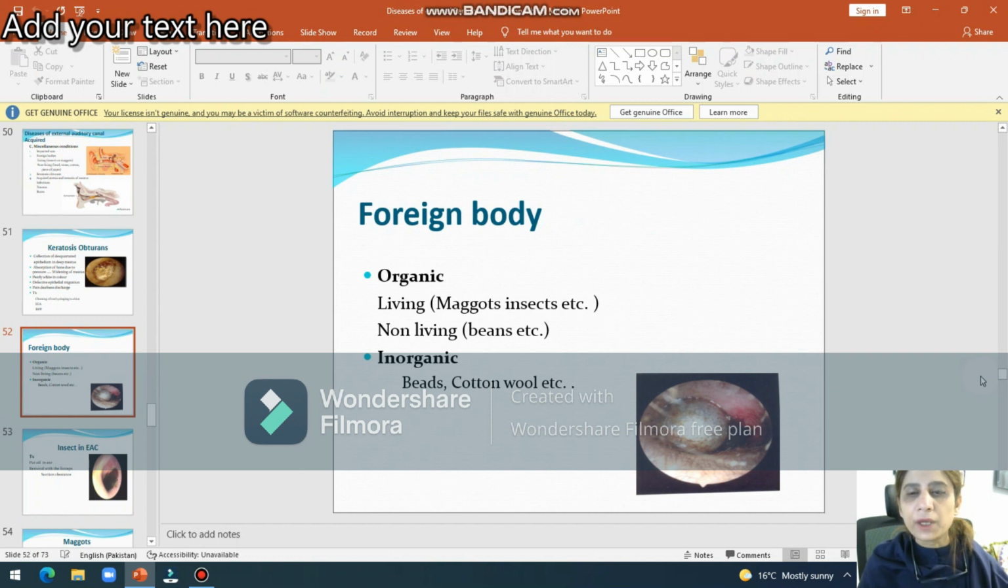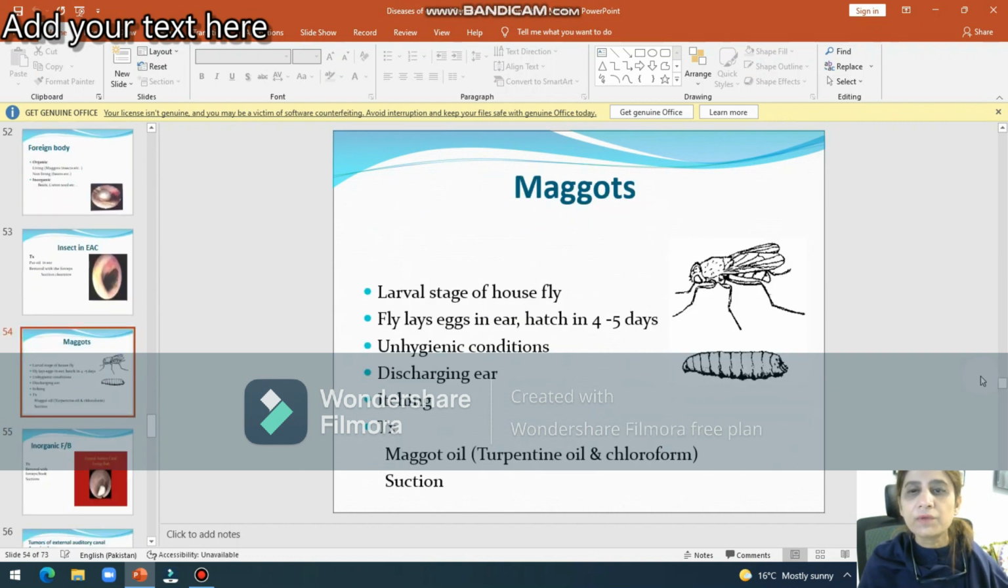And maggots are actually the larval stage of the housefly. The housefly lays eggs in the ear in a debilitated patient, and they hatch in 4 to 5 days. It is usually seen in very unhygienic conditions and chronic discharging ear in the debilitated patient, and these larvae will cause severe itching and anaphylactic reaction.